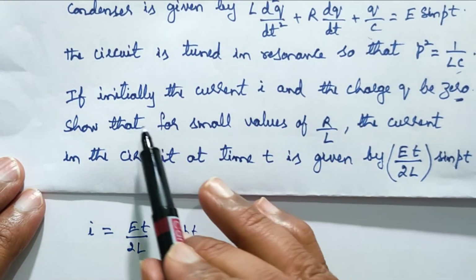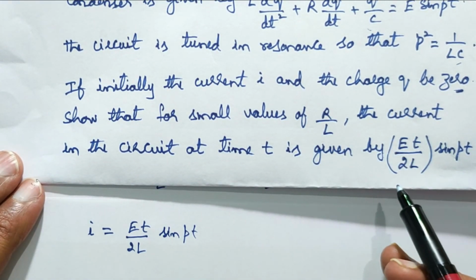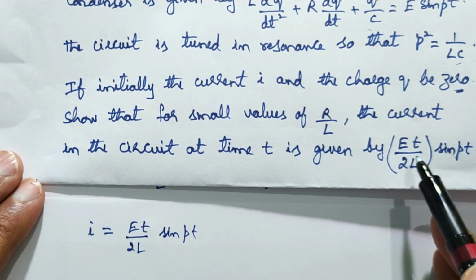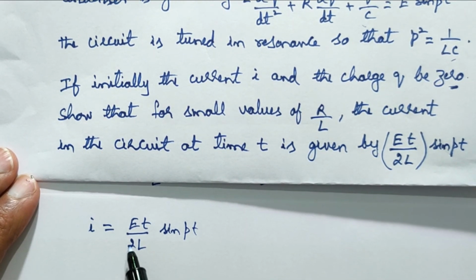If you look at the question, for small values of R by L, the current in the circuit is given by ET by 2L into sine of PT. So that is what we have got, I value to be equal to ET by 2L into sine PT, which is the required solution.